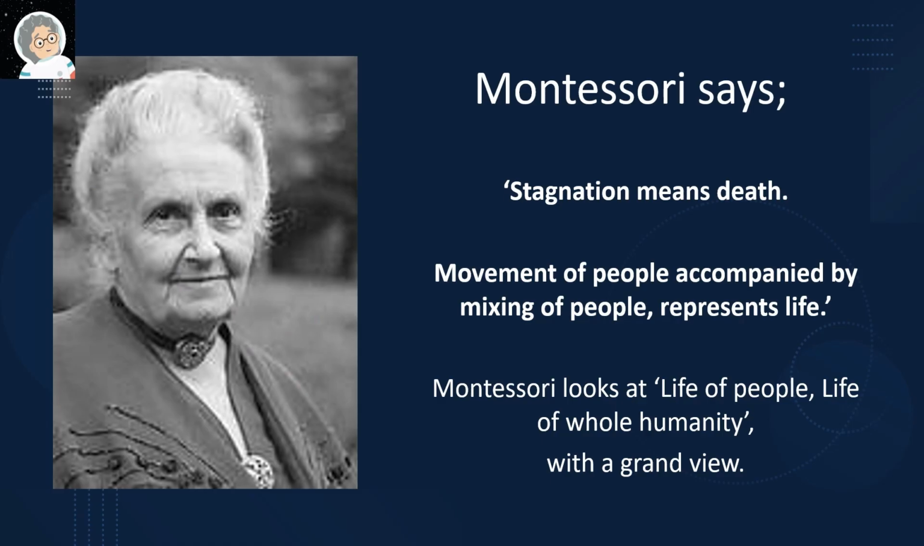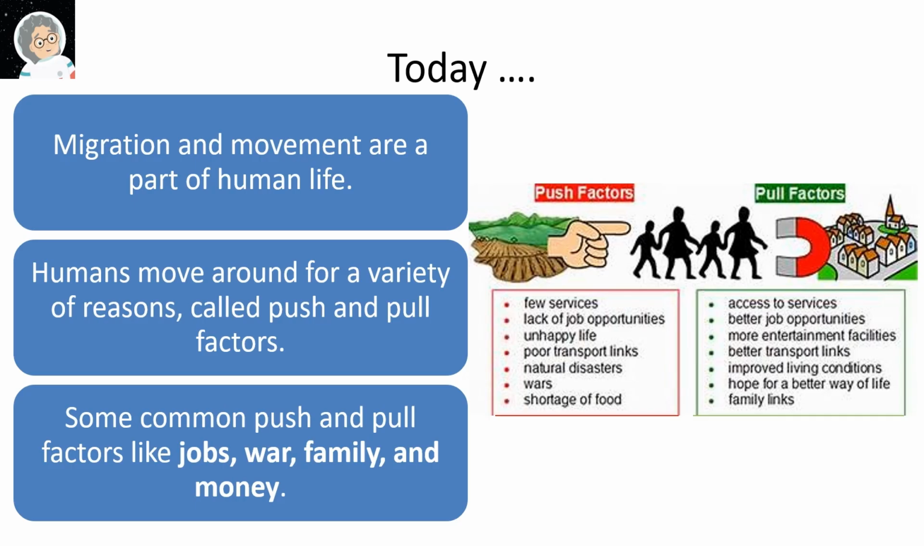Montessori says, stagnation means death. Movement of people accompanied by mixing of people represents life. Montessori looks at the life of people, the life of the whole community, with a grand view. Today, migration and movement are a part of human life. Humans move around for a variety of reasons called push and pull factors. Some common push and pull factors are jobs, war, family, and money.